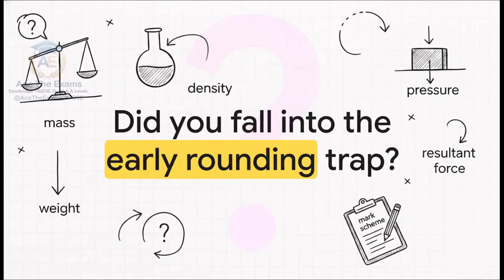If you chose B, early rounding, you hit the nail on the head. You are absolutely correct. But here's the thing. Simply knowing the answer to this one specific question, well, it isn't enough. You really need to understand why the examiner penalizes this so heavily in topics like mass, weight, density, pressure, and resultant force. In this explainer, we're going to look at what's actually going on behind the scenes of the mark scheme, and more importantly, how you can avoid these fatal errors on exam day.